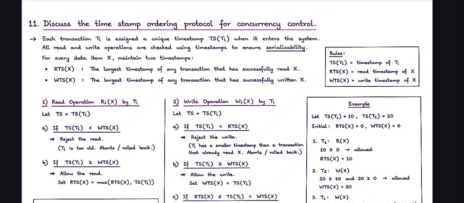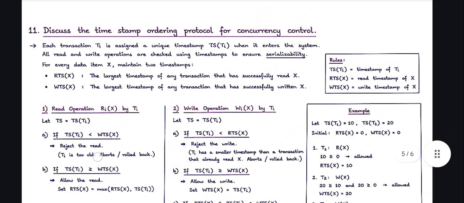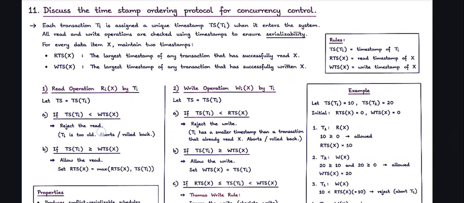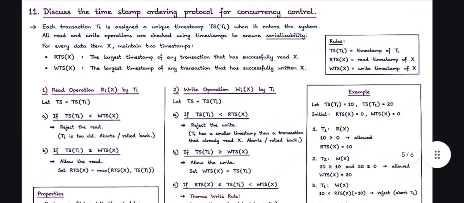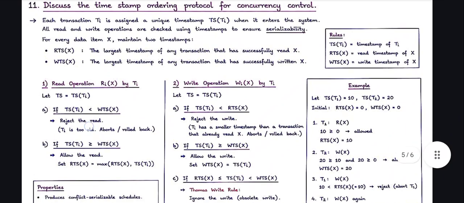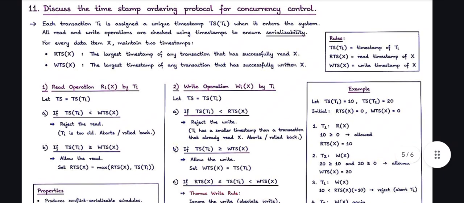Let's discuss the timestamp ordering protocol for concurrency control. Each transaction Ti is assigned a unique timestamp, TS of Ti, when it enters the system. All read and write operations are checked using timestamps to ensure serializability.